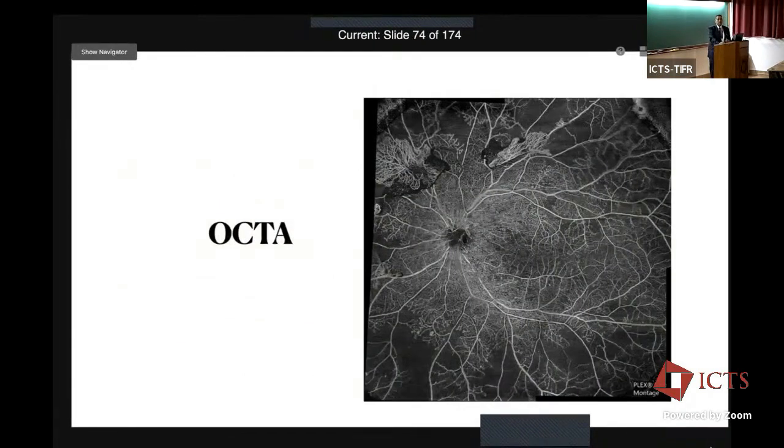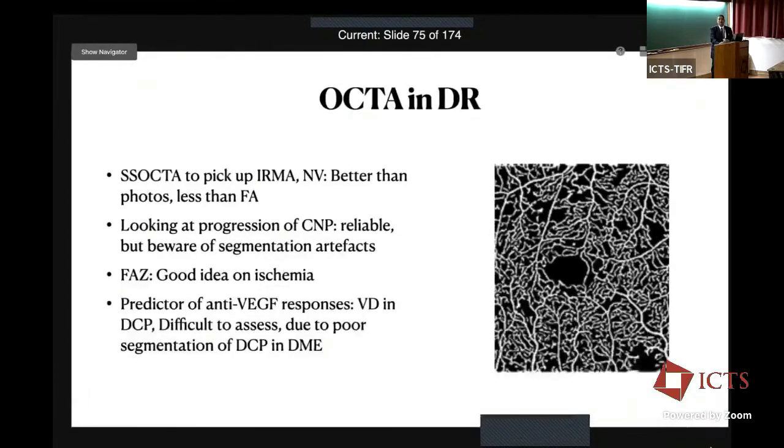OCTA is a new tool which all of us are still exploring, and that does give us an idea about progression. Even without injecting a dye, we can know how the retinal condition is, how the vasculature is. And what data scientists get is the huge data coming out of these multimodal images.